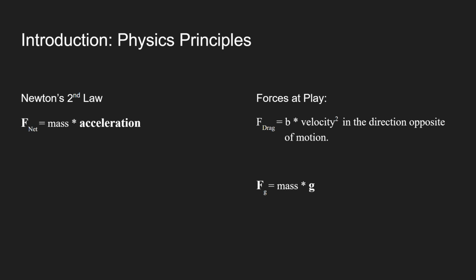That would be the force of drag, which is equal to some constant in the proportionality times velocity squared. The direction for this vector is just opposite the direction of motion. And then, of course, the force of gravity, which is just, as always, mass times g.